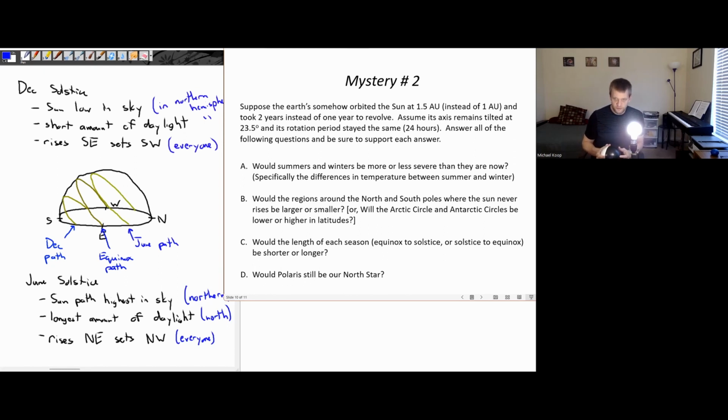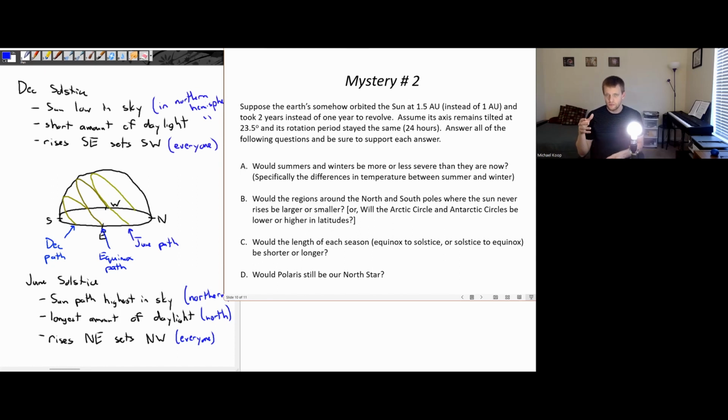Okay, so for this first one, would summers and winters be more or less severe than they are now? Again, I want to focus on the differences between summer and winter, because if the Earth is 50% further away, well, it's going to be colder for everyone. Colder summers, colder winters. I know I said that the distance from the Earth to the sun doesn't have a primary effect, but if we're increasing the distance by 50%, that's a lot more significant than the differences due to the eccentric orbit of the Earth.